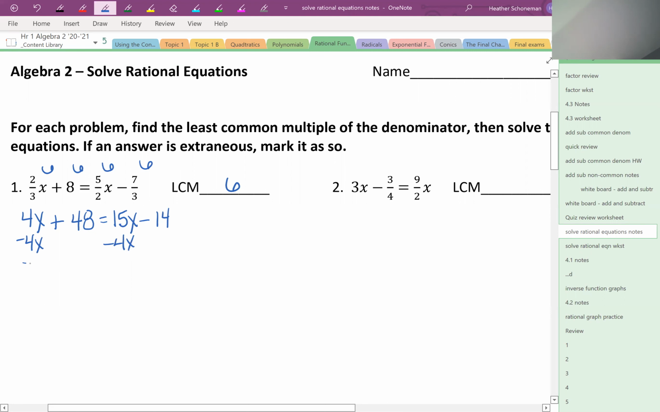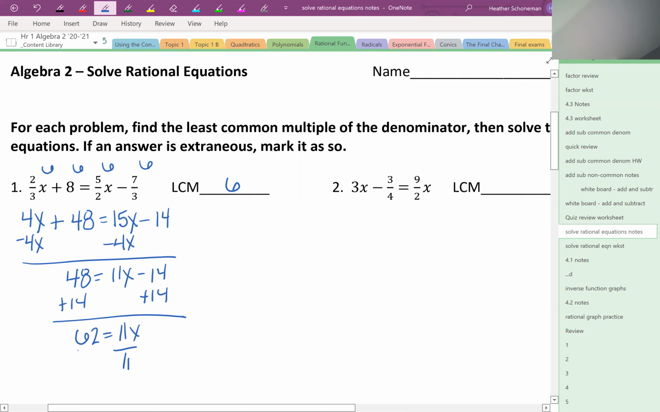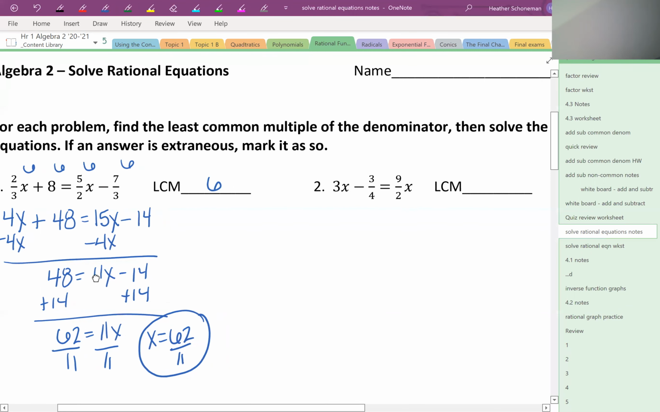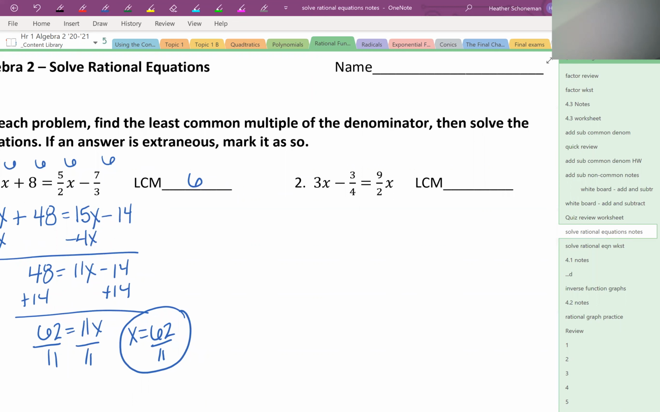So we're going to subtract 4x from both sides. So I get 48 equals 11x minus 14. Add 14 to both sides. So I get 62 equals 11x. Divide by 11, and fractions are totally fine as long as they are reduced. And we're done. But since we cleared the fractions, we didn't have to work with them at all, and it made it easier. All right, let's look at number 2.